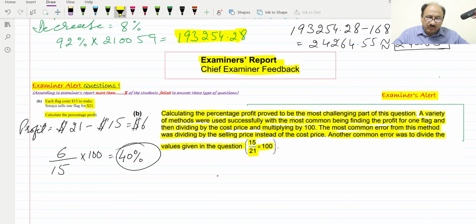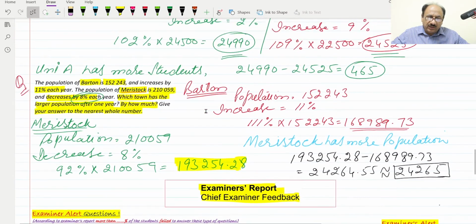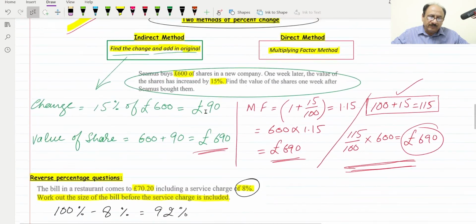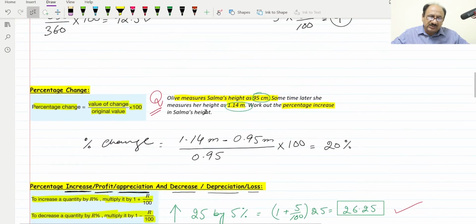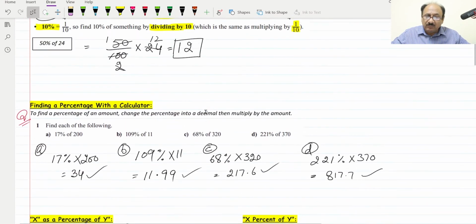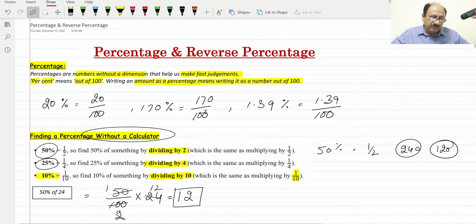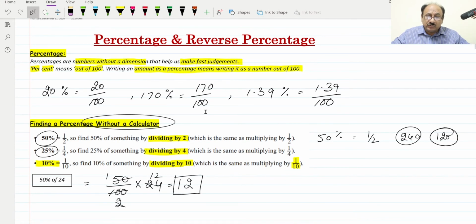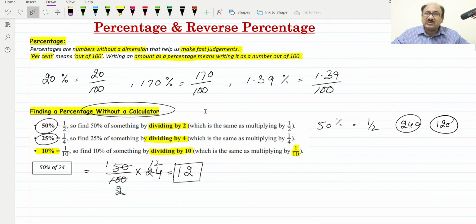So hopefully after going through the question and the examiner's report, you will not be repeating these types of mistakes. And what we have done today is a very important topic, which was percentage and reverse percentage questions. Keep in mind, in exam they mostly give reverse percentage questions also, so you will have to focus more on reverse percentage questions and try to adopt the techniques which I have explained over here. These are all very easily understandable, and I have tried my best to explain in a better way.